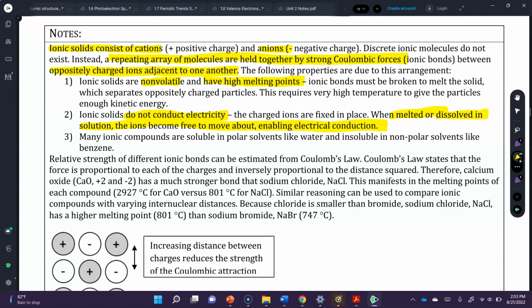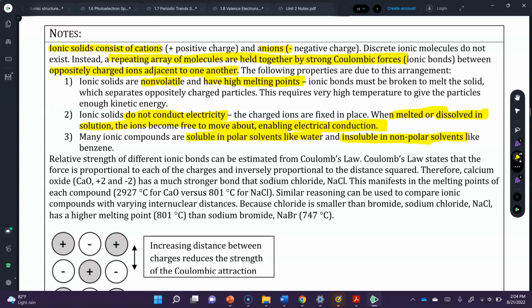Many ionic compounds are soluble in polar solvents like water, so they will dissolve in things like water, and they are insoluble in non-polar solvents like benzene and octane. Gasoline is a non-polar solvent. Don't clean up a salt spill with gasoline. Don't clean up a lot of stuff with gasoline. Bad idea. Just no.